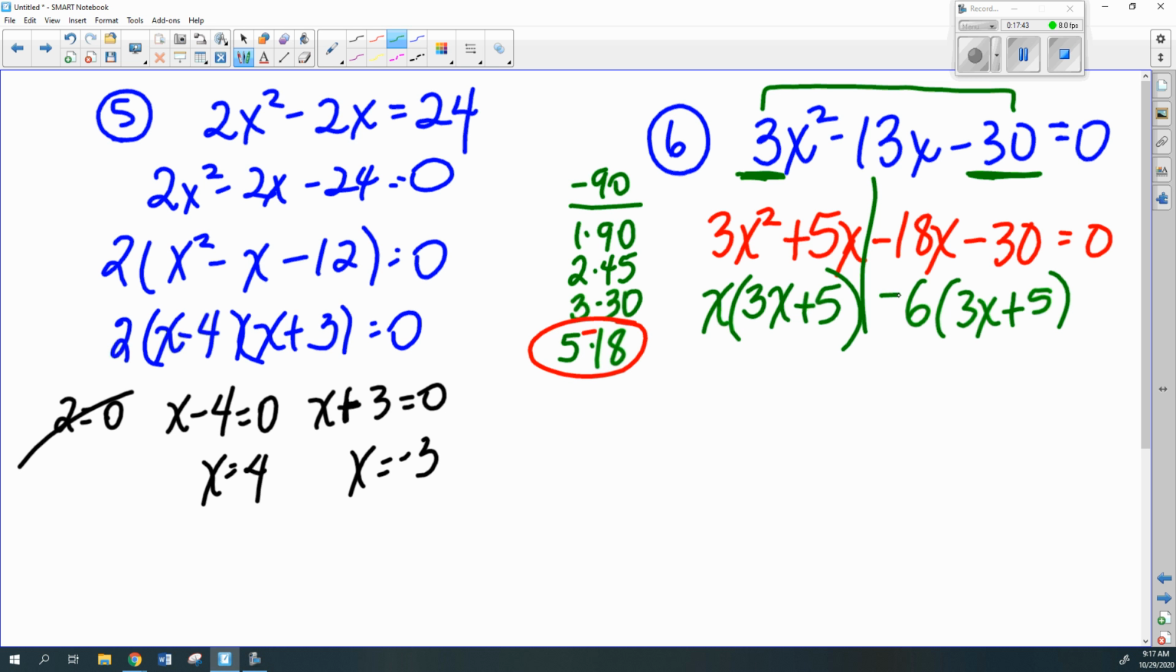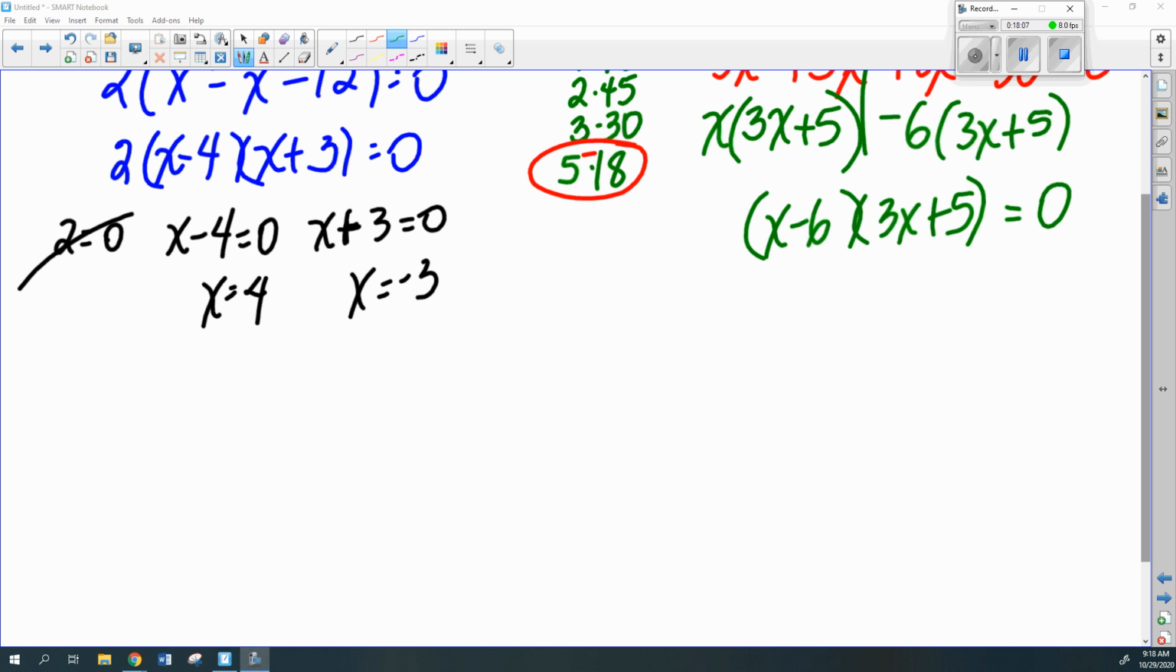Okay, so now we're ready to do our double parentheses. What's going to go in one of them? X minus 6. What's going to go in the other one? Does it matter which one I write first? No, it does not. Does everybody remember where those things just came from? Okay? And now you need to set each piece equal to 0. All right, what'd y'all get? 6 and negative 5 over 3. Perfect. Anybody need to see any more work?